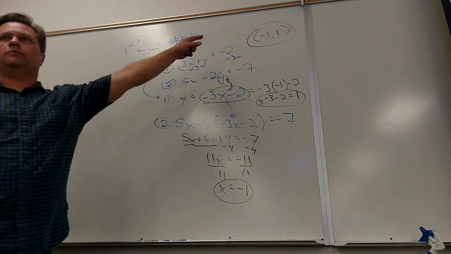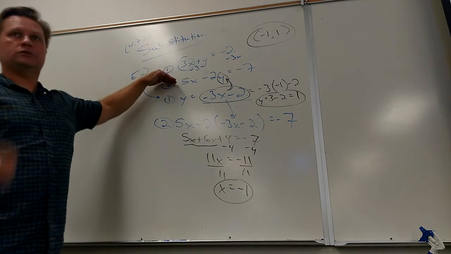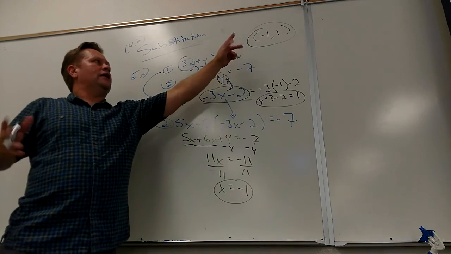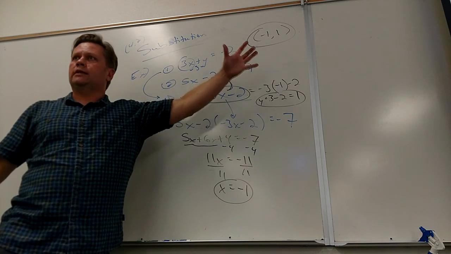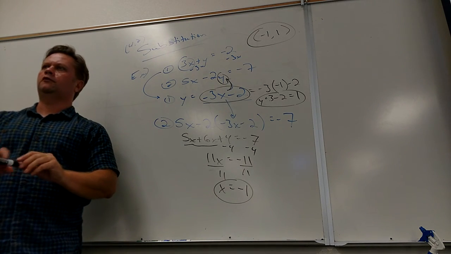What's true about that point? That's the point where these two lines would intersect if I did graph them. That's why it's best to write the answer as a point, because that's the idea. But if you just write these and circle them, I'm fine. I'm not going to freak out.